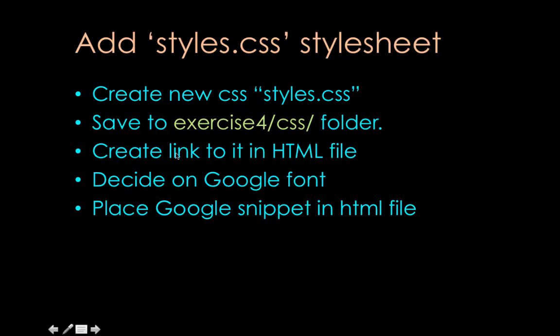But now what I need to do is add a new style sheet of my own with my own personal styles in here. And I'm going to call that styles.css. You can do the same thing. So what it says here is you're going to create the new styles.css. You're going to save it inside of that same CSS folder that's in your exercise 4 folder.